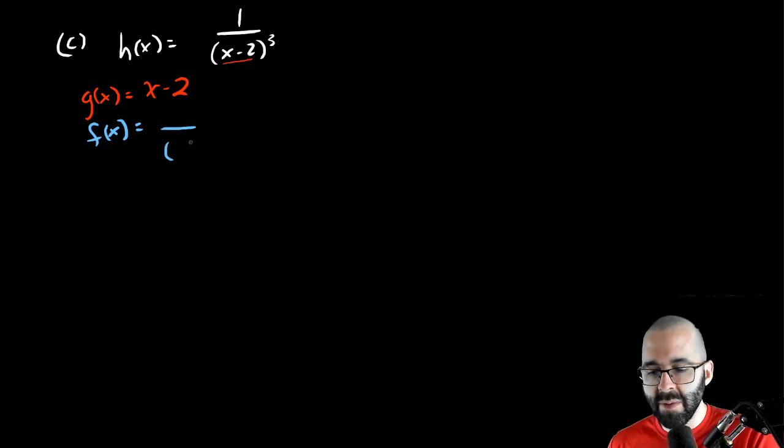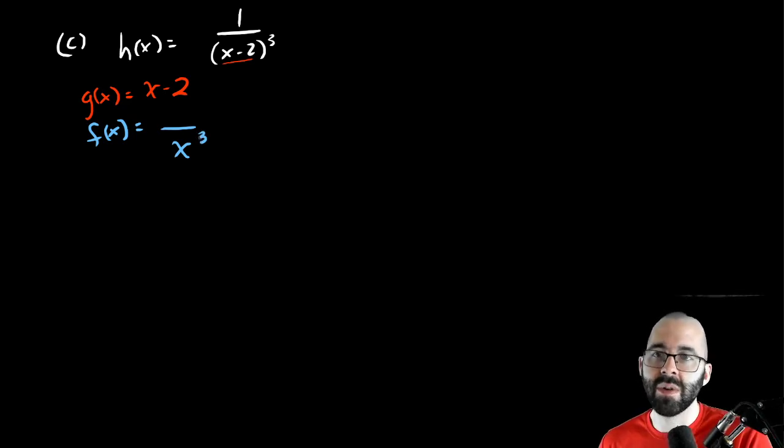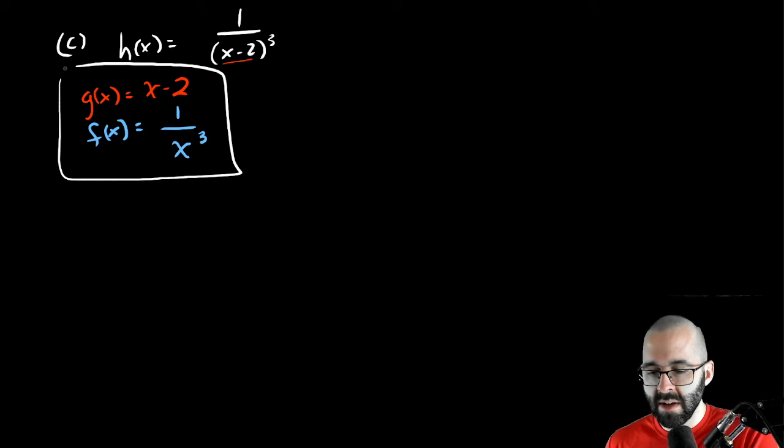Well, it's in the denominator, and it's getting cubed. That's what's happening to the x minus 2, in the denominator and getting cubed. And it's under 1. And that is one answer.